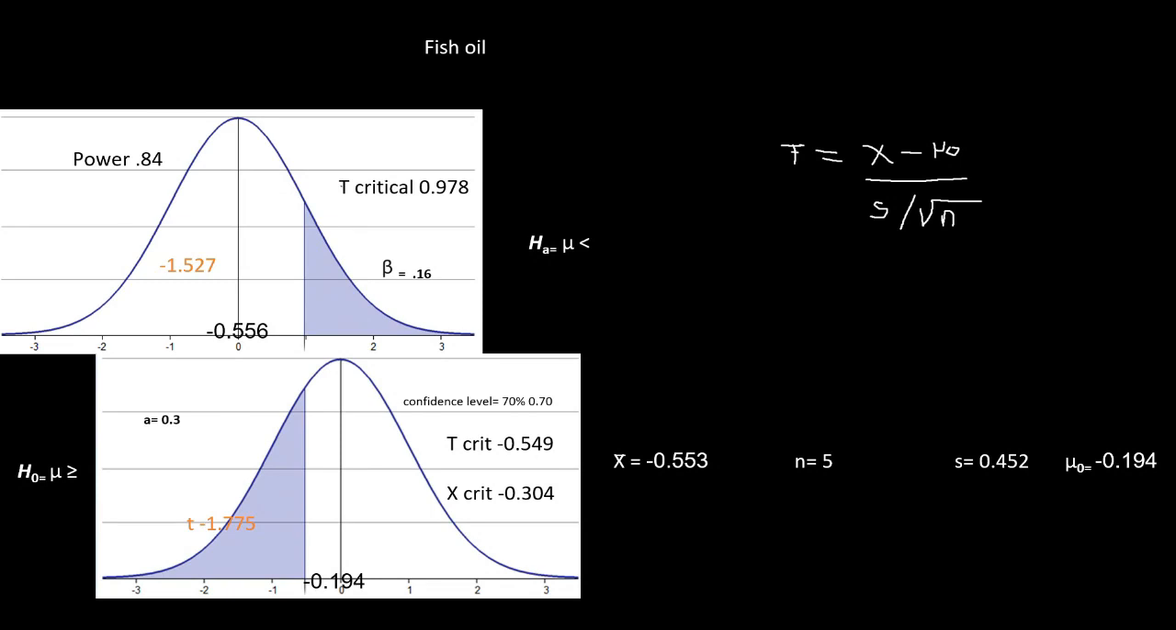And here are the values for our fish oil. The upper one is negative 1.527. Oh, wow. The null we've obviously rejected.